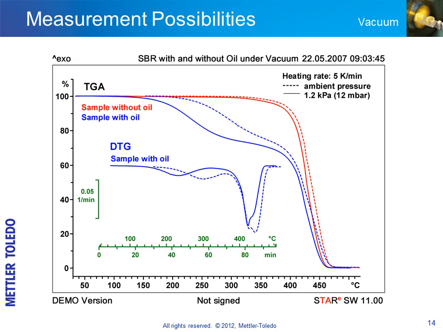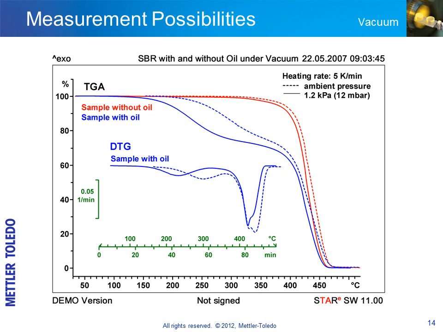Now let me describe an experiment that illustrates the importance of measurements under vacuum or reduced pressure. Oils are often used as plasticizers in elastomers. Usually, decomposition of the elastomer begins before the oil has completely vaporized. The two effects overlap in this temperature range. This makes it difficult to quantify the oil content. In such cases, it is advantageous to measure the elastomer samples under vacuum in order to separate the two effects.